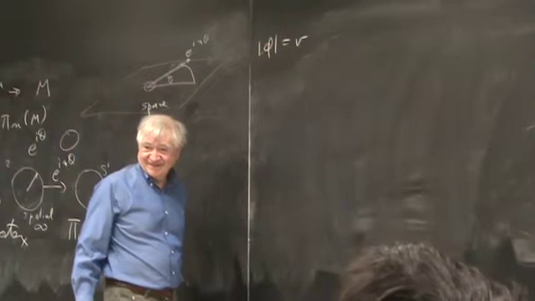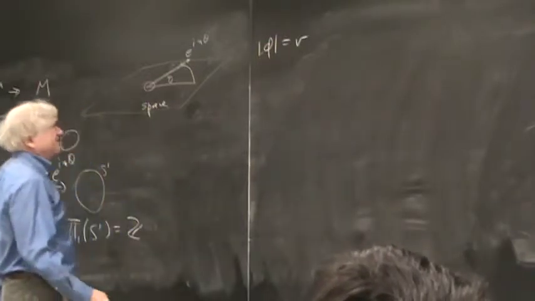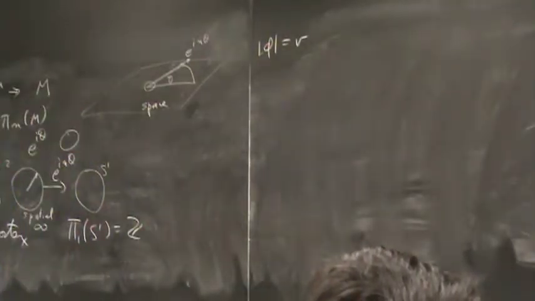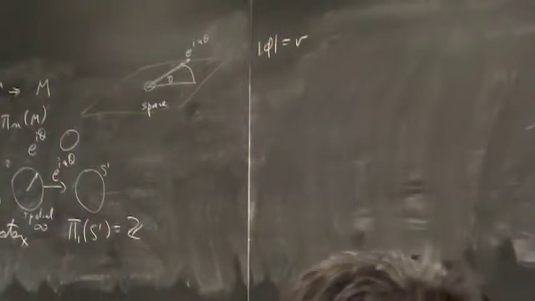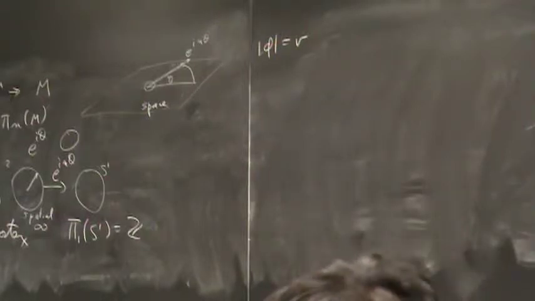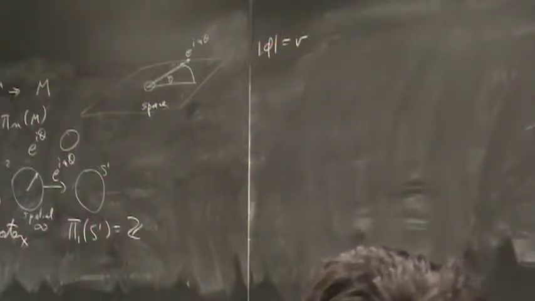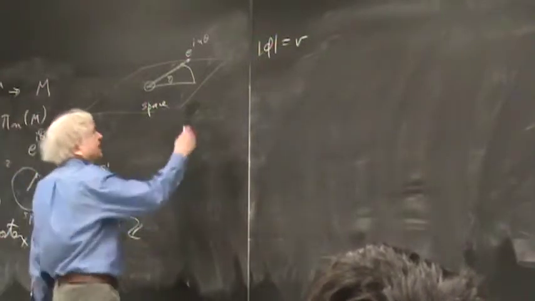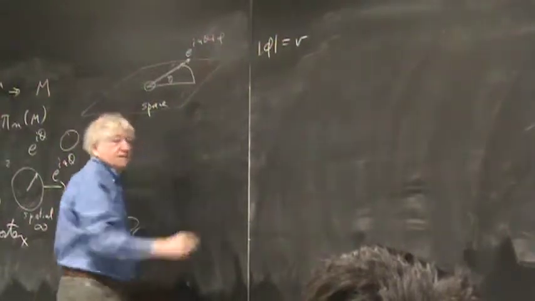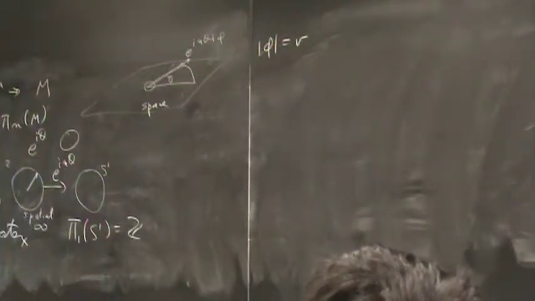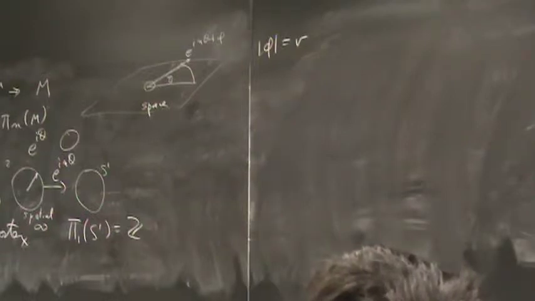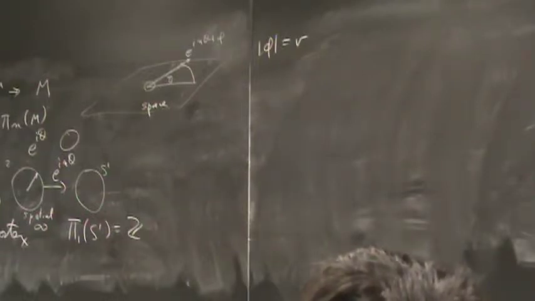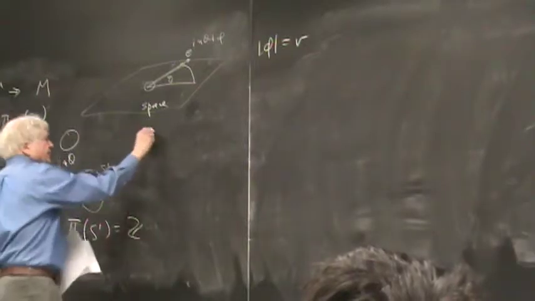It's just that φ is v e^{inθ}. So it's the same theta, right? Yes. But of course it could be off by a constant. Well, that just shifts where you measure theta. Yeah, fine.